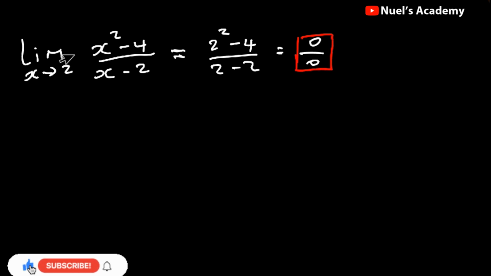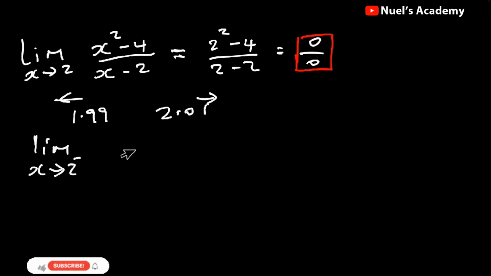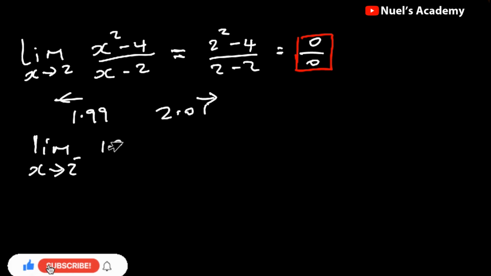Now let's pick a number that is close to 2. Let's say 1.99 and also pick 2.01. Now this 1.99 is close to 2 from the left, while 2.01 is close to 2 from the right. So let's evaluate this limit as x approaches 2 from the left and see what we are going to get. So limit as x approaches 2 from the left. Then let's plug in 1.99 into this expression.